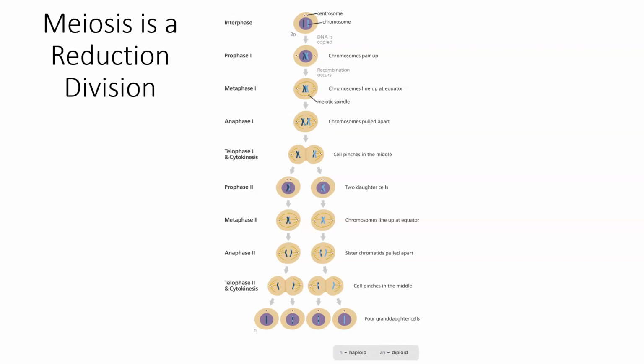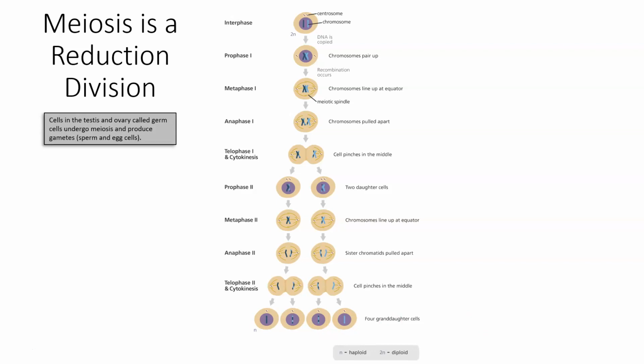That is a reduction division, which is one of the purposes of meiosis. Now, because the number of chromosomes has been reduced, that's going to allow the cells to be haploid, and then when haploid gametes, the sperm cell and egg cell, meet, and they're both haploid, that constitutes a joining of 2 haploids, which become a diploid cell.